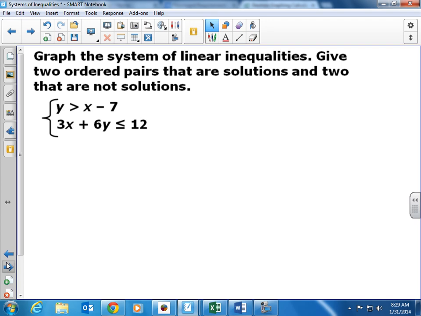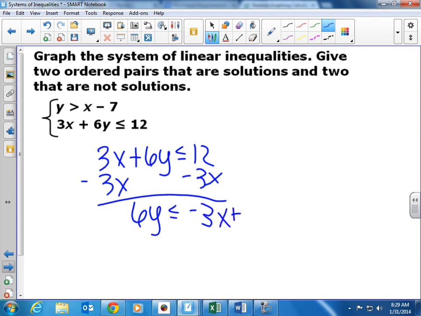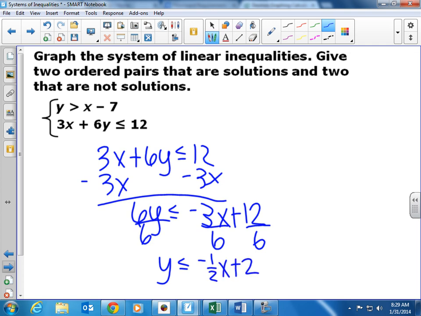We have y is greater than x minus 7, and then we have this other inequality that is not in slope-intercept form. So I'm going to hurry up and get that in slope-intercept form, as are you. After we do that, we see 6y is less than or equal to negative 3x plus 12. Now this doesn't matter for this problem, but remember, if you multiply or divide by a negative, you have to flip your inequality symbol. I just want to remind you so you don't forget that important piece of information.